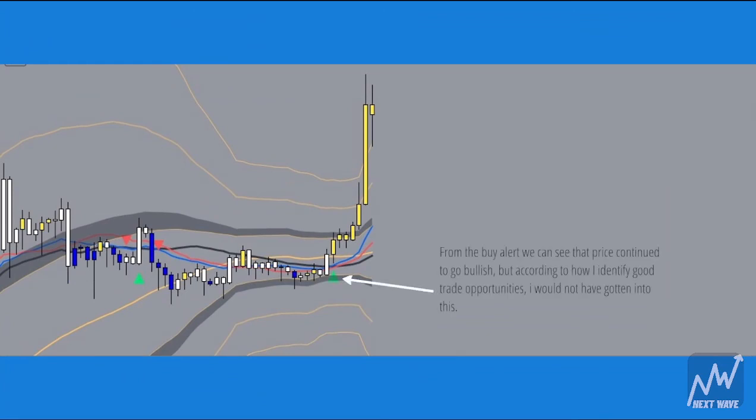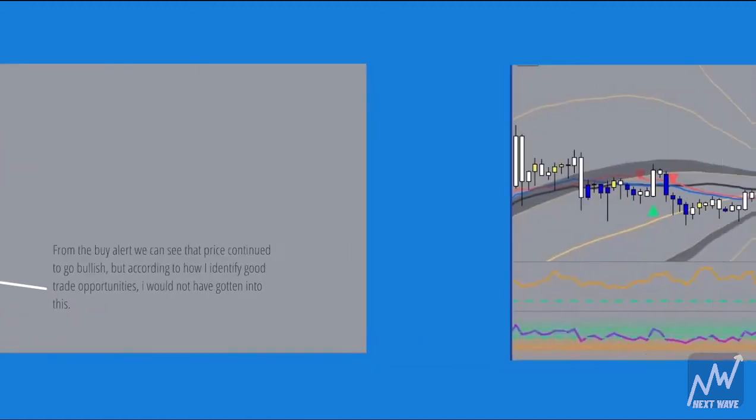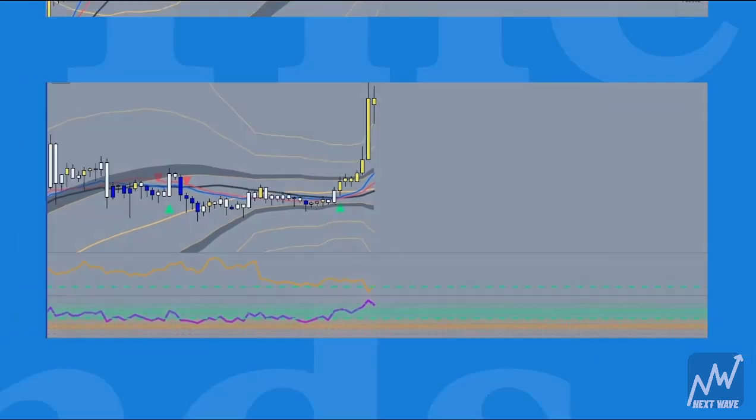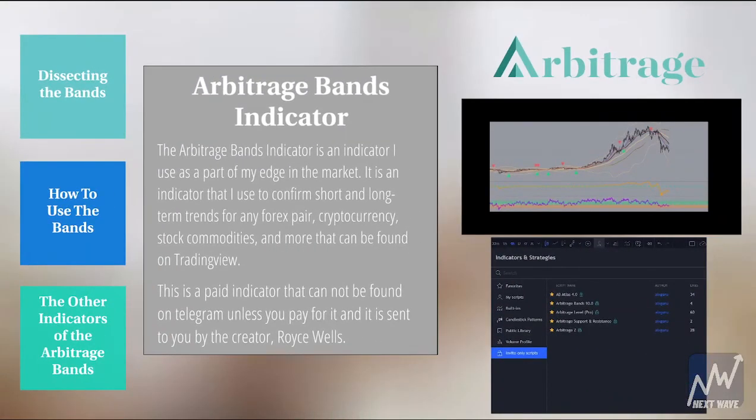From the buy alert, we can see that price continued to go bullish, but according to how I identify good trade opportunities, I would not have gotten into this. And that is when you will use the aid of the other indicators to help you decide whether or not you would want to get into this type of trade. And that is how to use the bands.